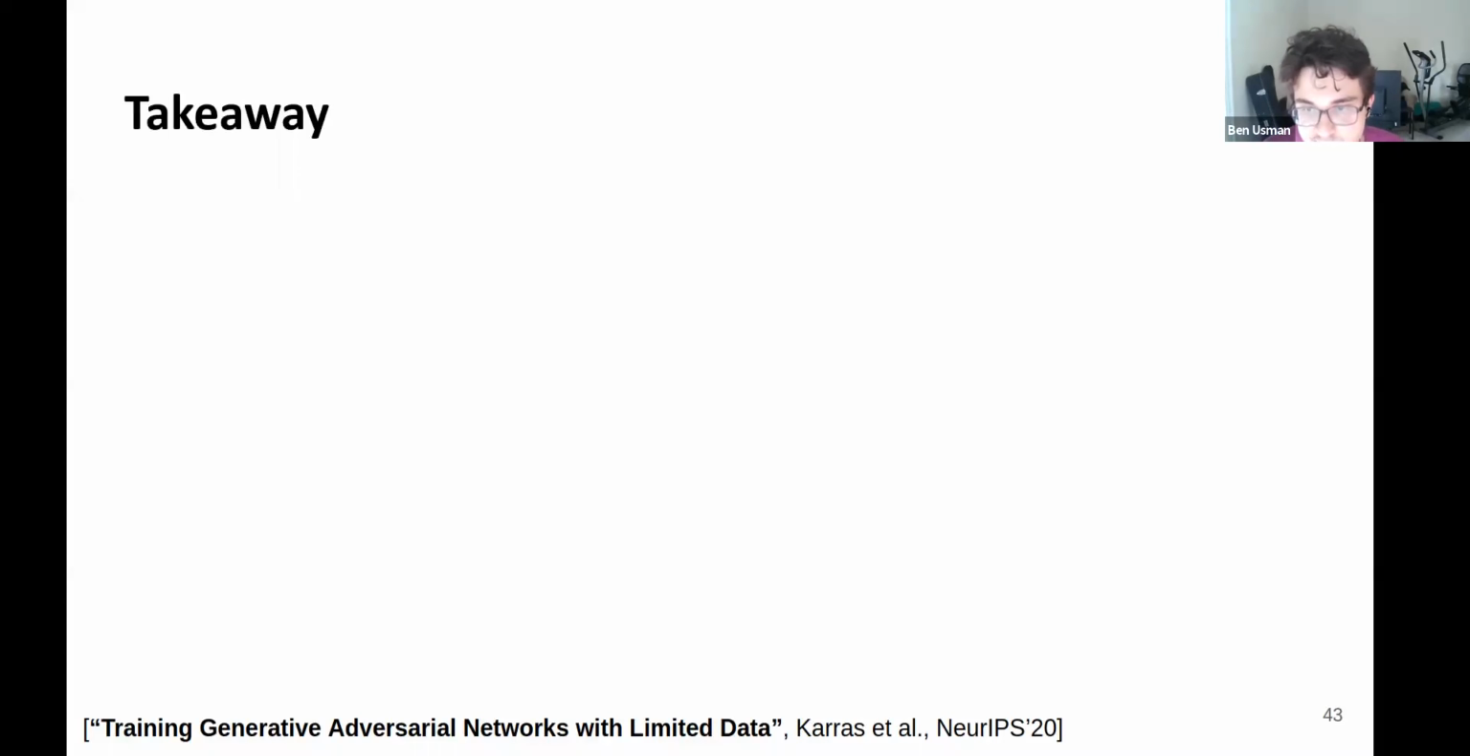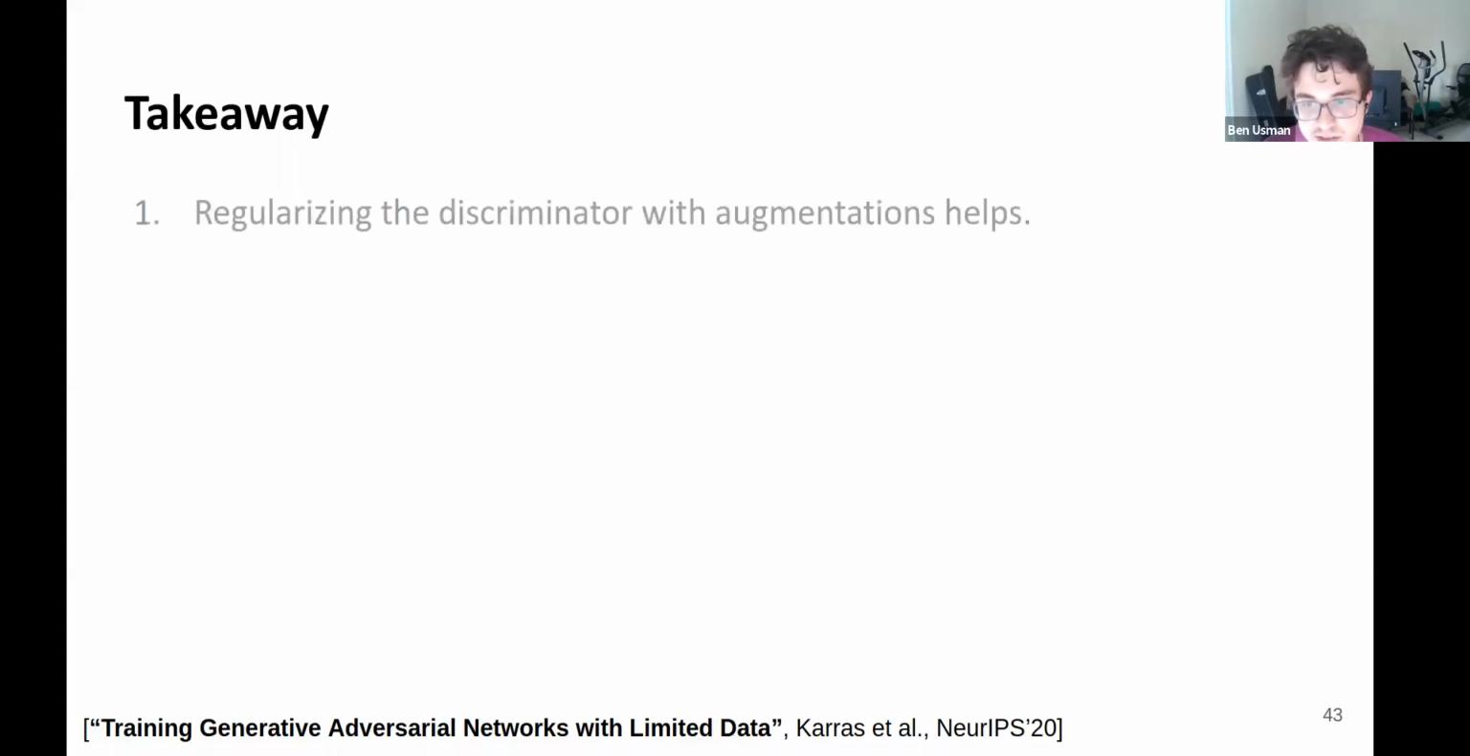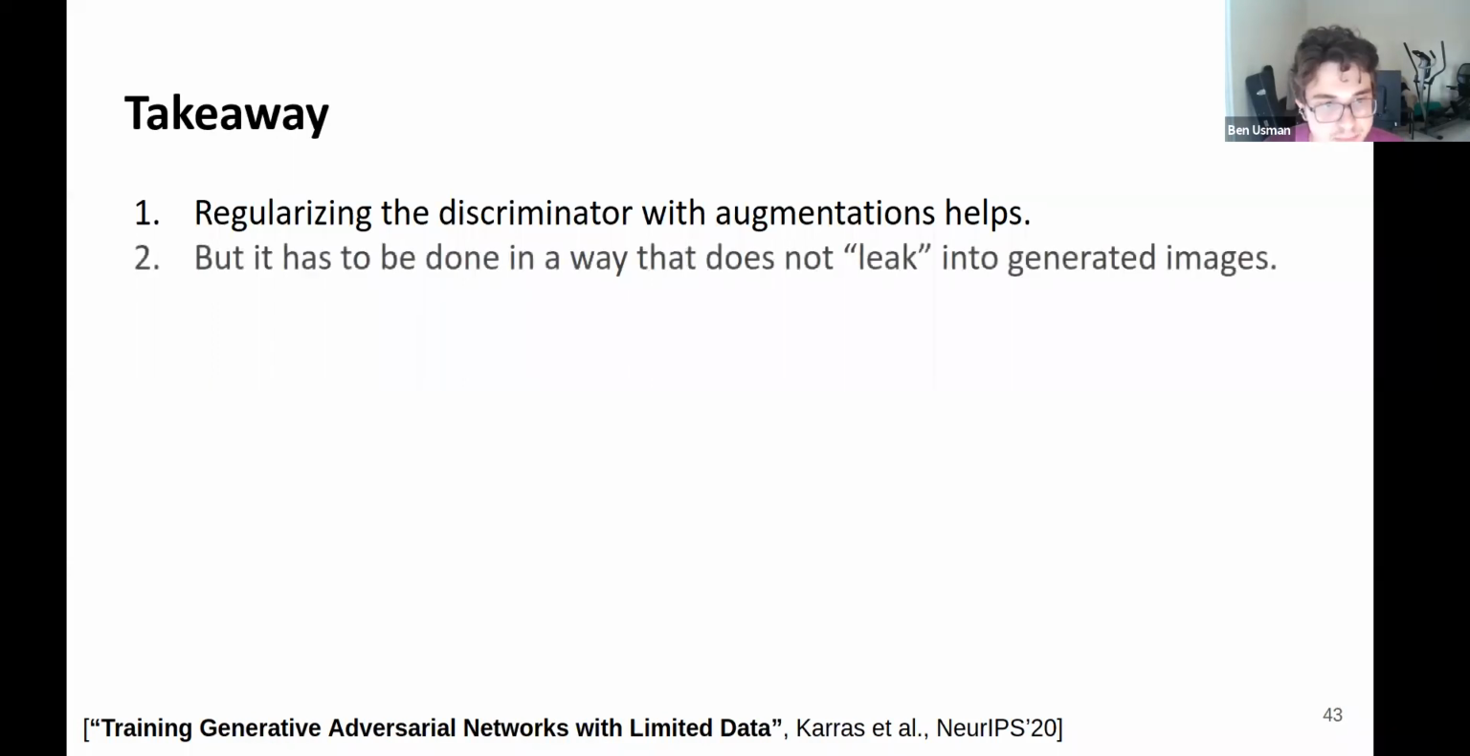So to sum up, in this paper, they show how to regularize the discriminator with complex augmentations in a way that does not leak these augmentations into the generator, more specifically by applying these augmentations probabilistically with adaptively changing probability.